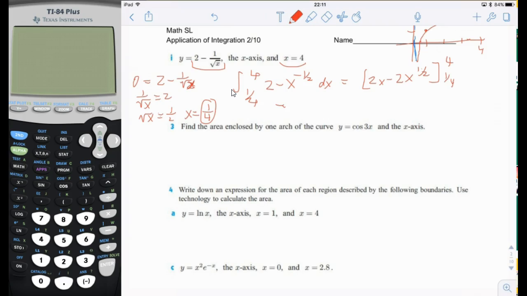So if we put 4 in there, we're going to get 8 minus, let's see, the square root of 4 is going to be 2, so it's minus 2 times 2, which is minus 4. Then we subtract the value of this function when we plug in 1/4. So 2 times 1/4 is 1/2, minus 2 times 1/4 to the half, which is going to be 1/2. 2 times 1/2 is 1, so it's minus 1. So 8 minus 4 is 4. 1/2 minus 1 is negative 1/2. So a minus negative 1/2 is plus 1/2. So the answer is 4.5.